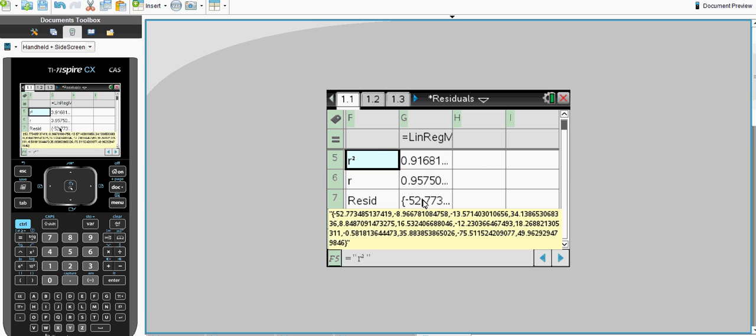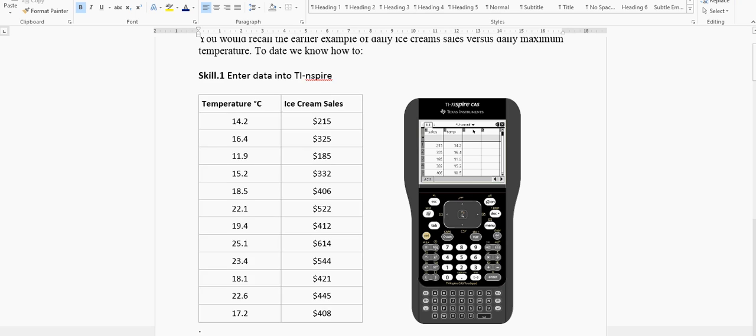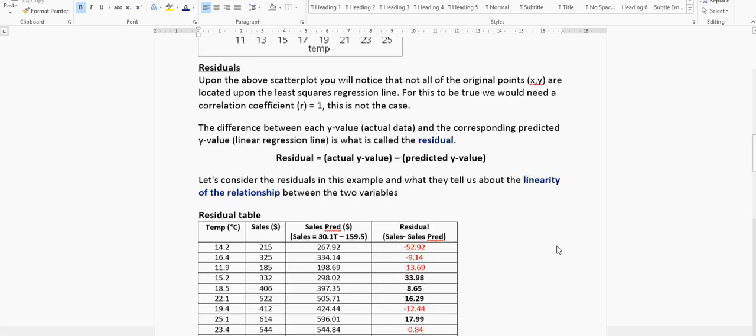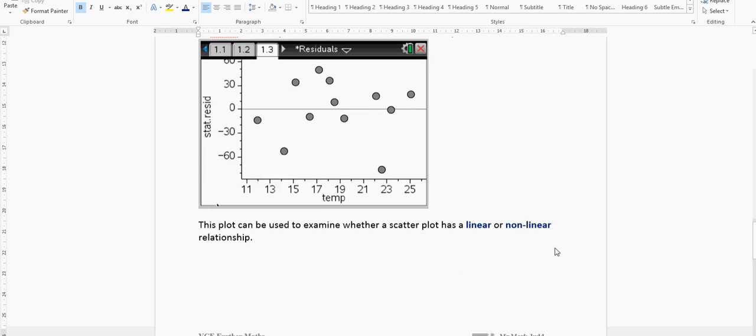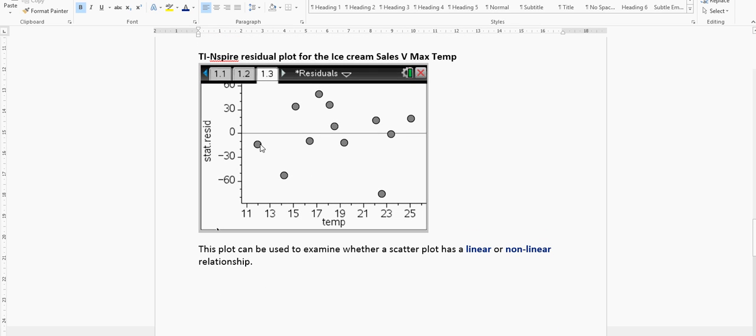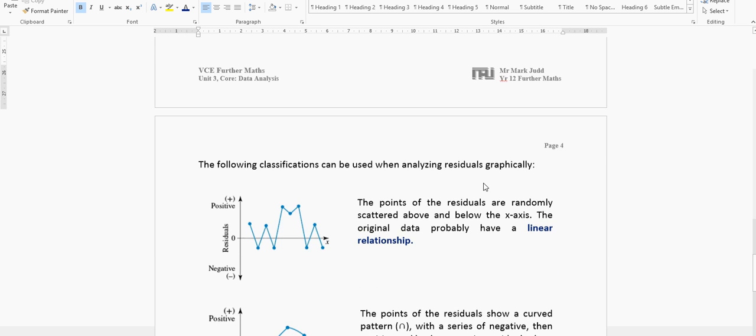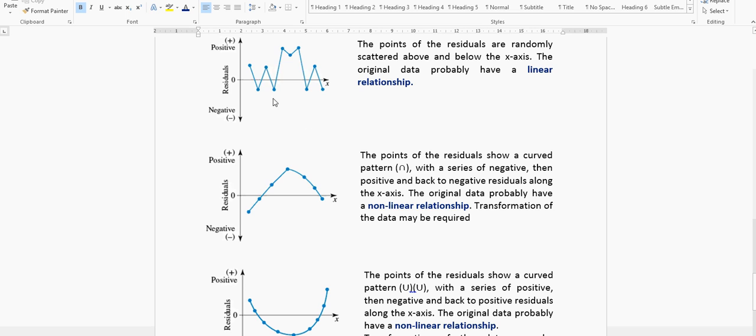Now this is all good. We want to use this information. So from our data, and we've done our residual analysis, and this is what it looks like. We can see that it goes negative to positive to negative to positive to negative to positive. We want to draw some conclusion from that distribution. So here's our summary. When we have a residual analysis or plot that goes from negative to positive, negative to positive, we can say that the residual points are randomly scattered above and below the x-axis, and the original data probably has a linear relationship.